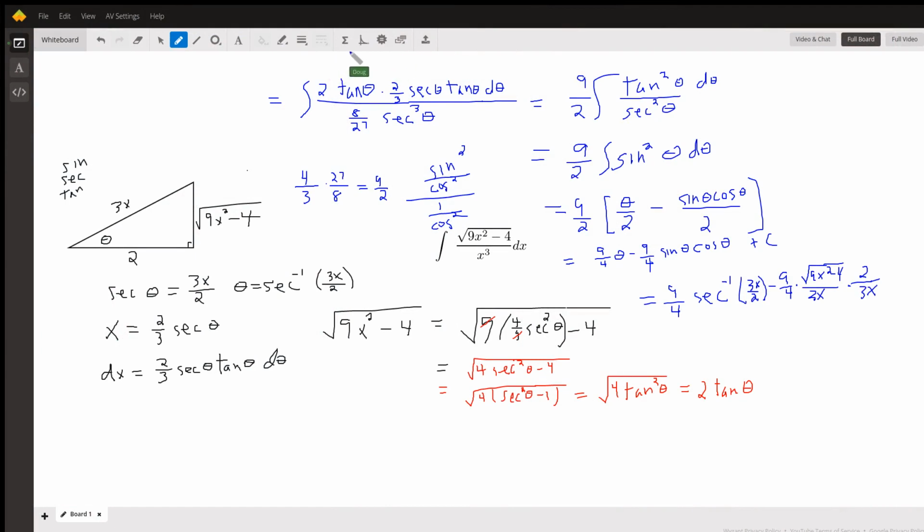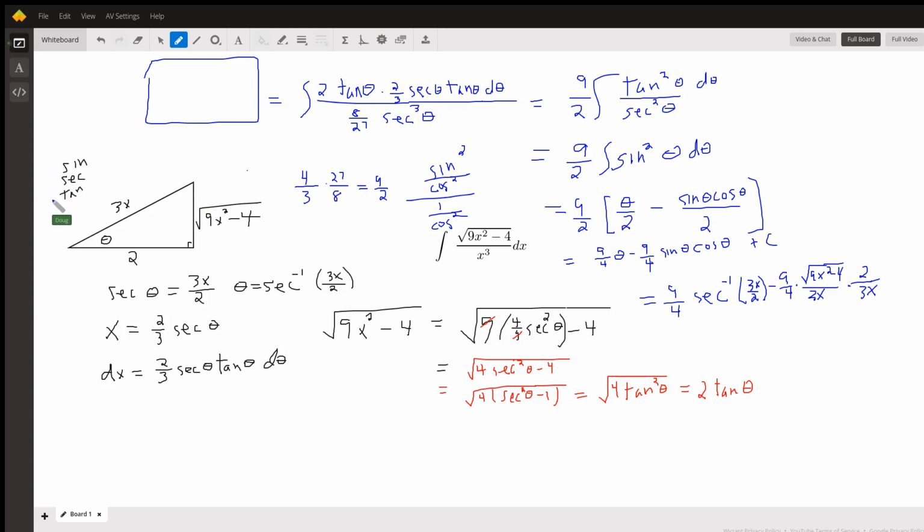Okay, the problem asks you to use trigonometric substitution to evaluate this indefinite integral. The primary purpose of trigonometric substitution is to clear the integrand of the radical symbol. And so you usually want to create a little right triangle down here, drawing a sketch. That'll help you figure out the trigonometric substitution.